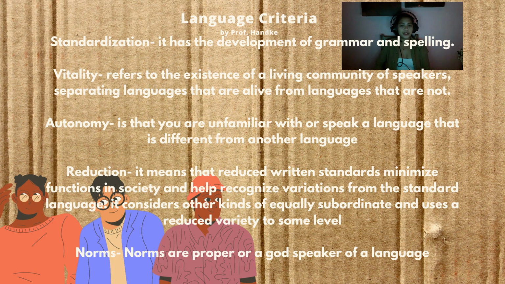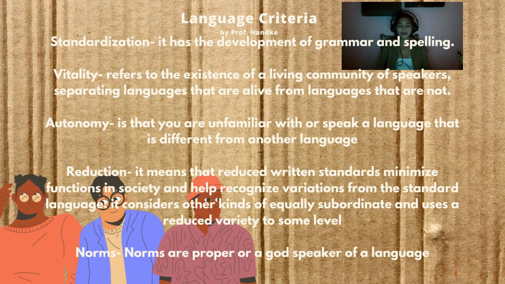Based on Professor Hanke, to be able to recognize a language, it has language criteria. The first criterion is standardization, the second is vitality, the third autonomy, the fourth reduction, and lastly norms. So what is the meaning of standardization? Standardization is the development of a grammar and spelling, and vitality refers to the existence of a living community of speakers, separating languages that are alive from languages that are not.